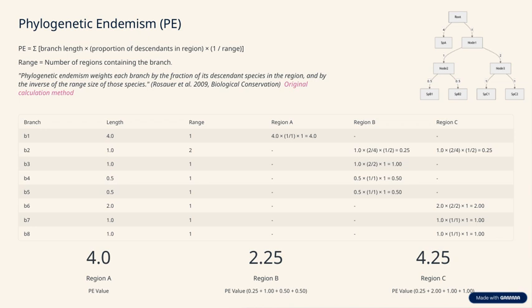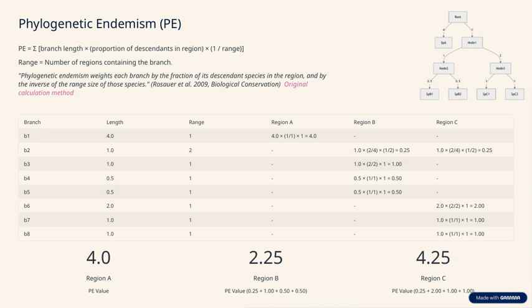The idea here is that longer branches represent more evolutionary history, and if a large proportion of their descendants are confined to a specific region, that region has a high level of endemism for those unique lineages. The inverse of the range emphasizes branches that are more restricted geographically, making them more significant for conservation.